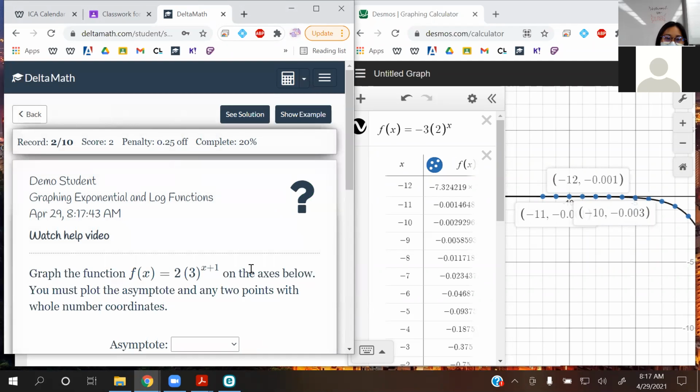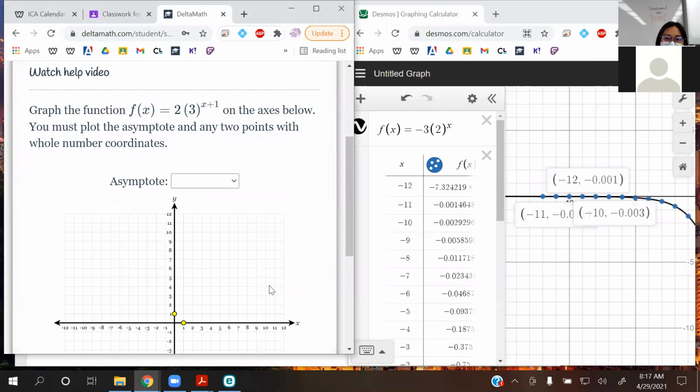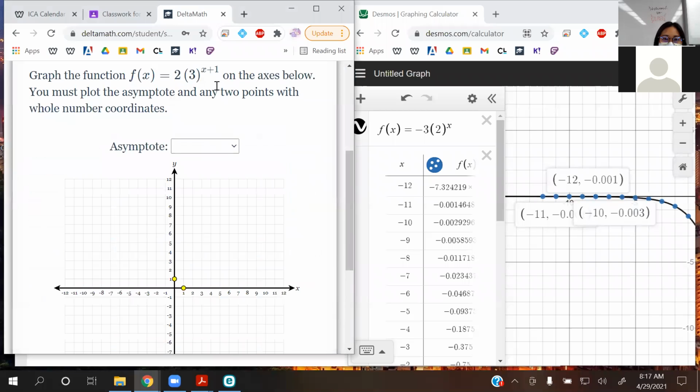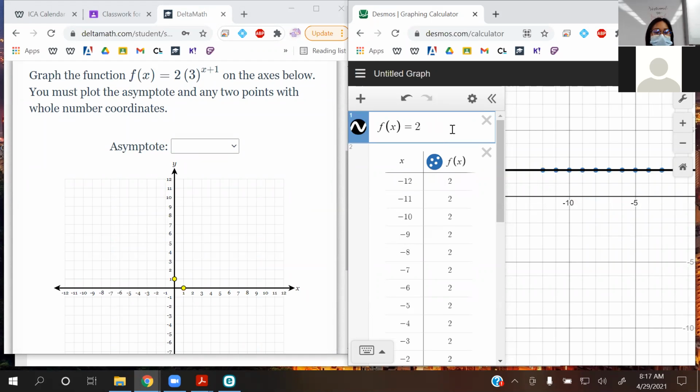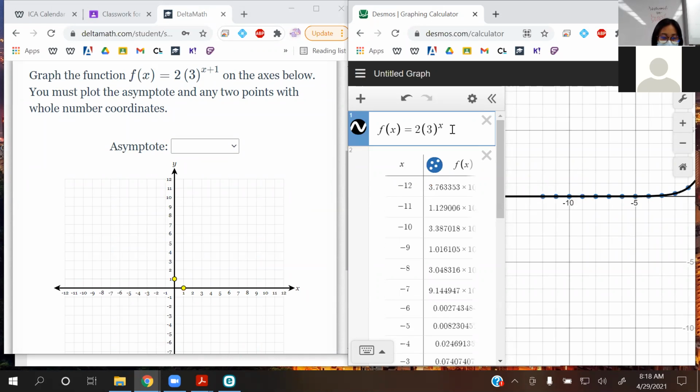Okay, another exponential. I don't know why they keep giving me exponentials, but that works out. So we have f of x is equal to 2 times 3 to the power of x plus 1. So I'm going to delete this and type 2 times 3 to the power of x plus 1. Okay, so it doesn't want me to type it there.